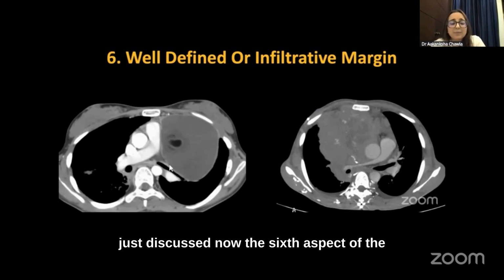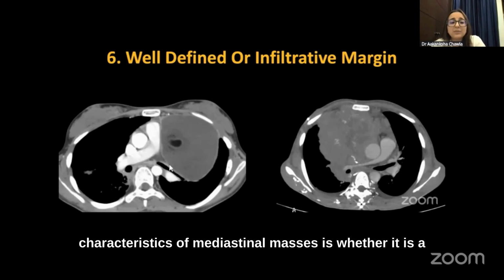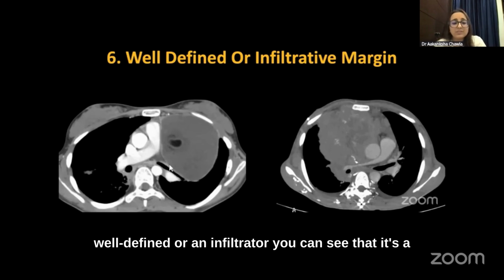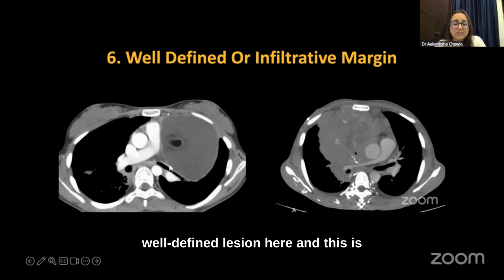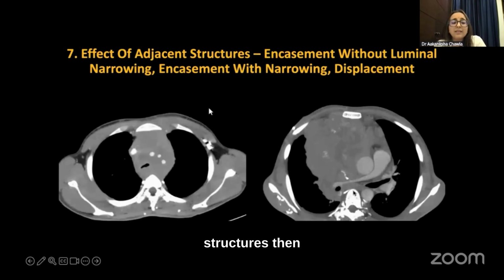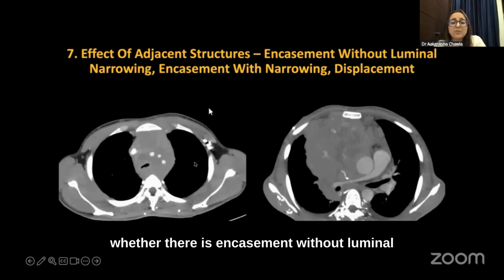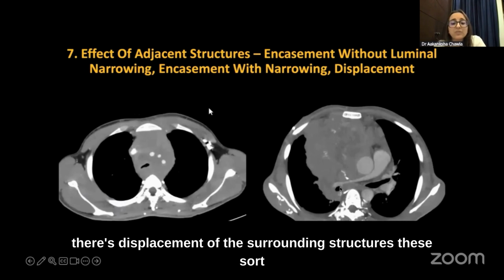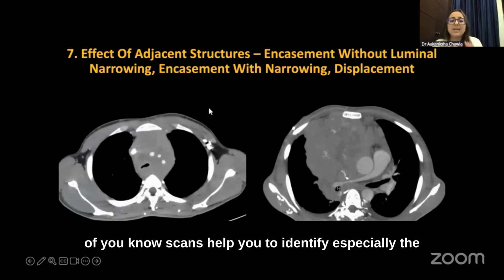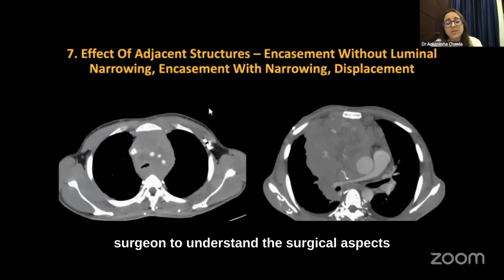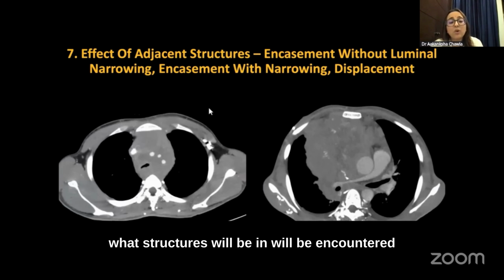Now, the sixth aspect of the characteristics of mediastinal masses is whether it is well-defined or infiltrated. You can see that it's a well-defined lesion here, and this is infiltrating all over into the surrounding structures. Then, the effect on the adjacent structures, whether there is encasement without luminal narrowing, with luminal narrowing, whether there's displacement of the surrounding structures, these sort of scans help you to identify, especially the surgeon, to understand the surgical aspects, what structures will be encountered, what all they'll be coming across, how to approach these lesions.